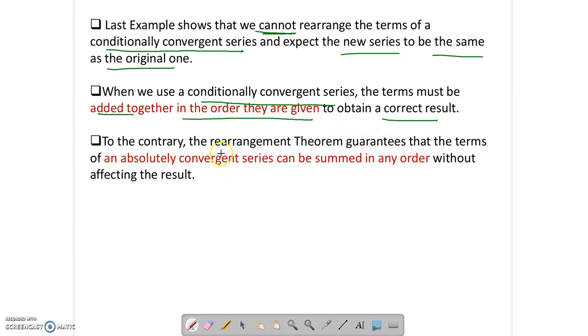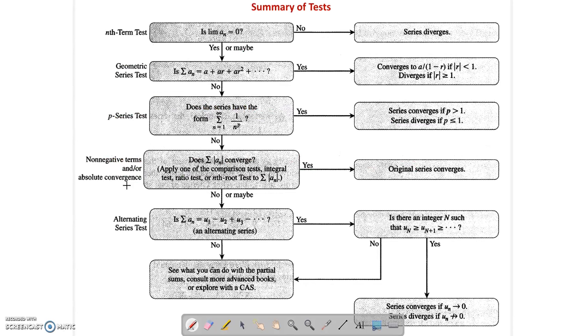To the contrary, the rearrangement theorem guarantees that the terms of an absolutely convergent series can be summed in any order. Whereas when you have an absolutely convergent series, you can sum them up in any order. That won't affect the final answer, right? The sum will remain the same. Okay, so this was about rearranging the terms of the series.